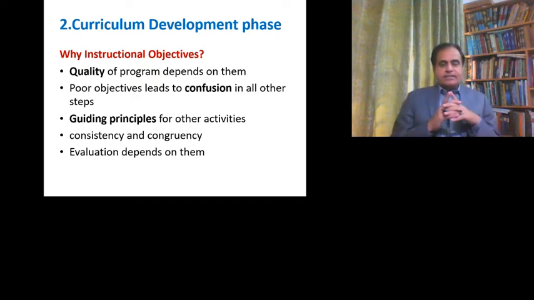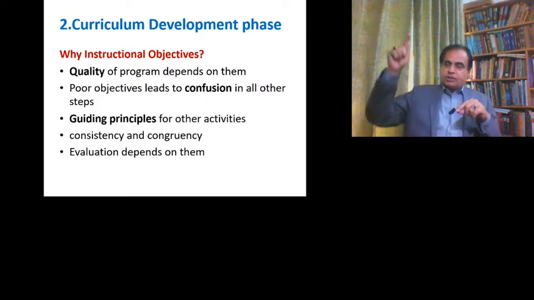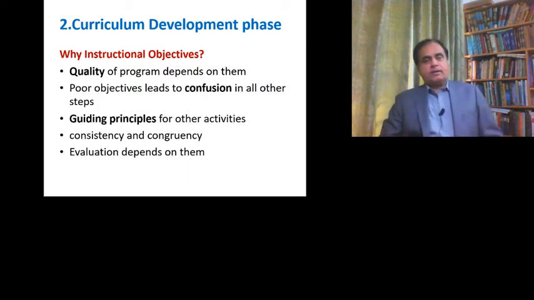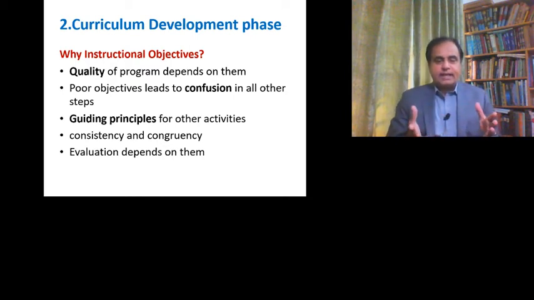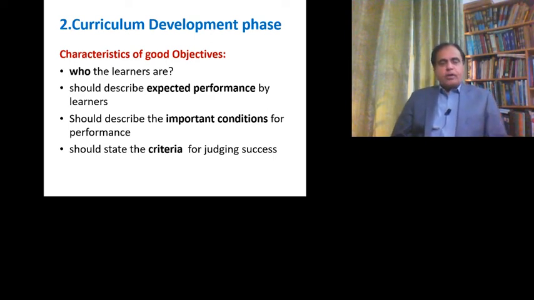There must be consistency and congruency. When we talk about consistency and congruency, we are talking about the objectives, starting from the objectives till the end of the exams. So things should be consistent, things should be congruent, synergized in a way that everything can be understood through the other one. The whole evaluation of the curriculum or the course depends on objectives, so they are very important from this aspect as well. Now we can discuss the characteristics of good objectives.